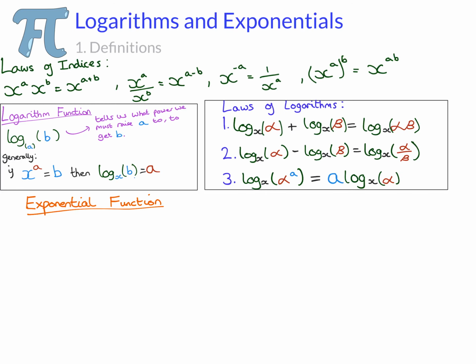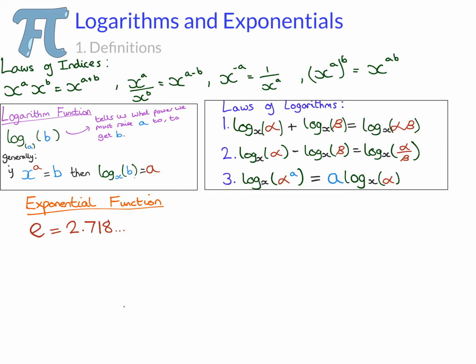The exponential function is centered around a very special number which we call e. E is very important in mathematics, and it seems to appear everywhere, much like pi. E, like pi, is an irrational number, which basically means that it has an infinite number of decimal places. And approximated to 3 decimal places, its value is 2.718.